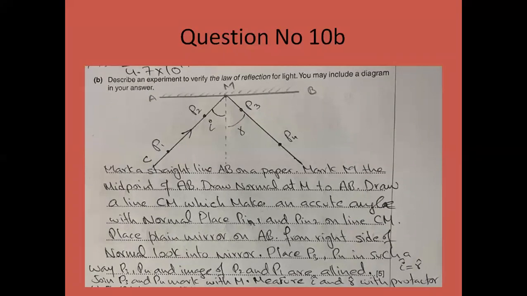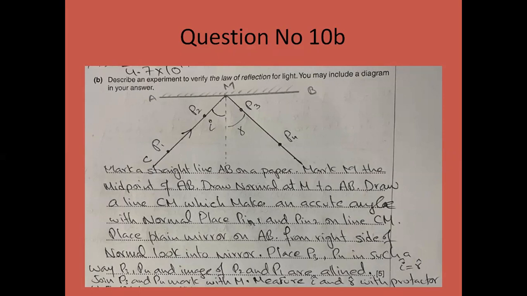From the right side of the normal, look into the mirror. Place pin 3 and pin 4 in such a way that pin 3, pin 4, and the image of P2 and pin number 1 are aligned. Join the pin 3 position and pin 4. So join pin 3 and pin 4 and mark with M.